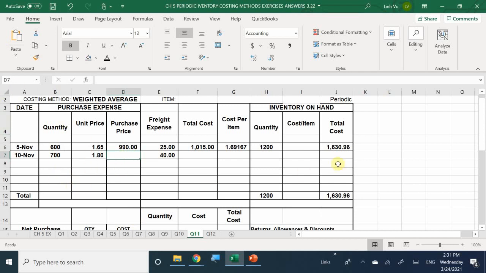What is my total purchase price here? $12.60. Okay. Plus freight of $40 equals 1,300. Good.